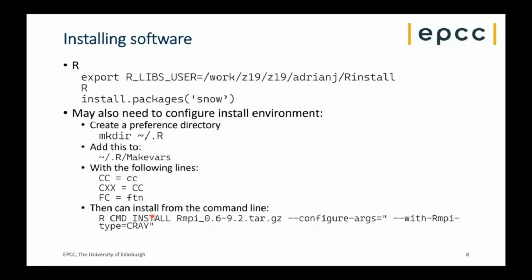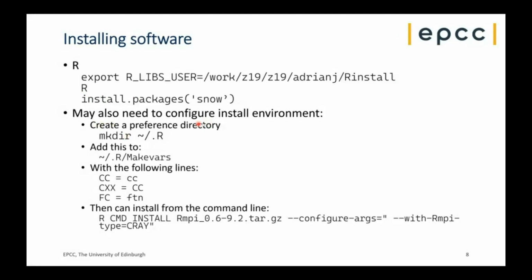For R, we do the same thing, but here we now use something called R_LIBS_USER. And again, we specify a directory where we want that. So here, this is an example with my specific setup, /work/z19/z19/adrianj, and I put everything into something called R_install. But again, you could have that as .local or whatever you want. And then you can just install stuff inside R as usual, and it will go into the right place.